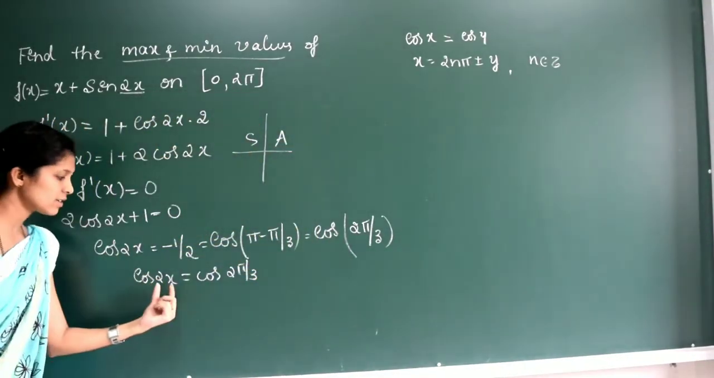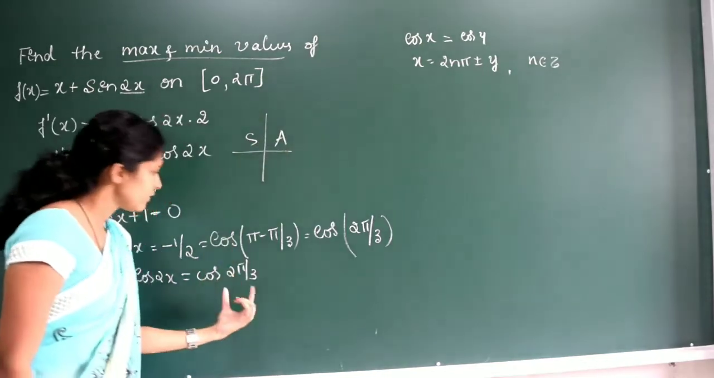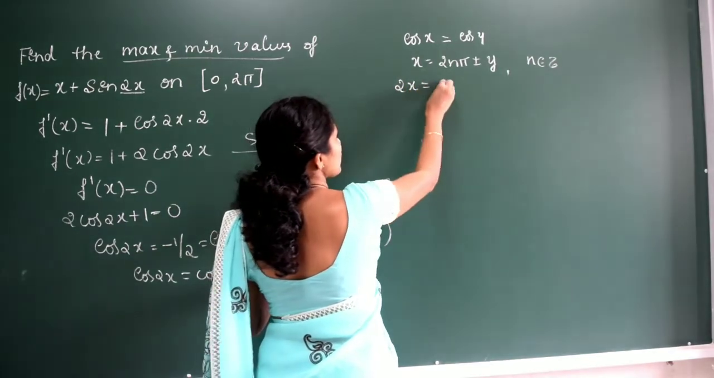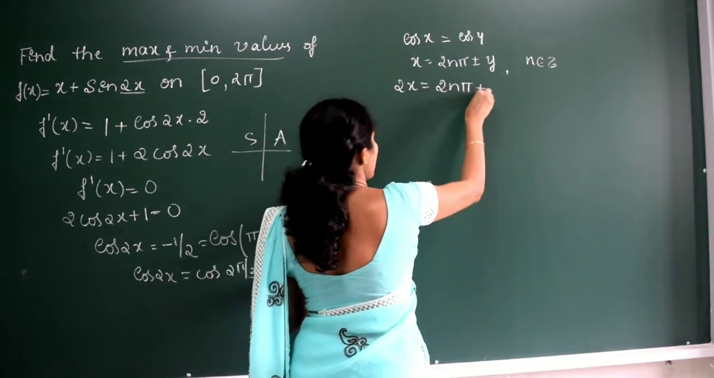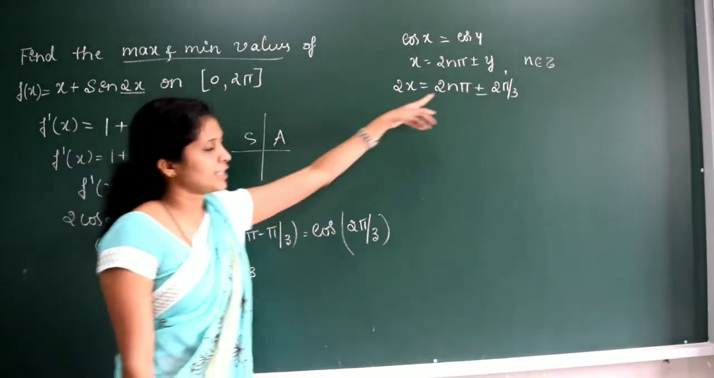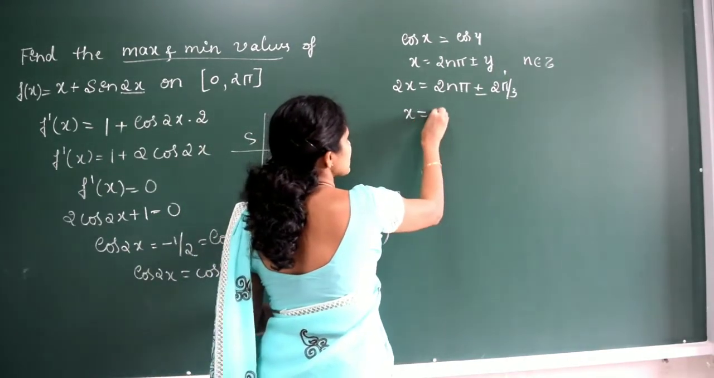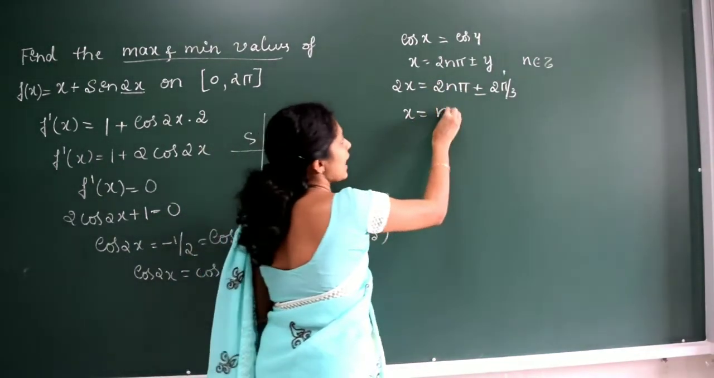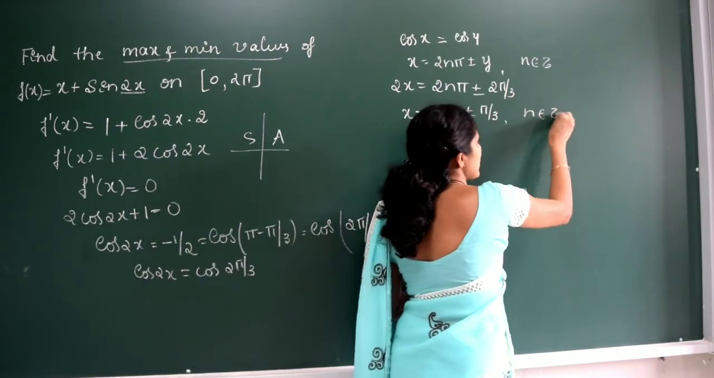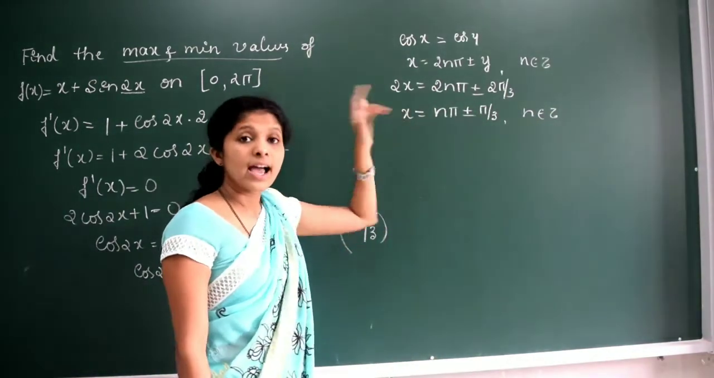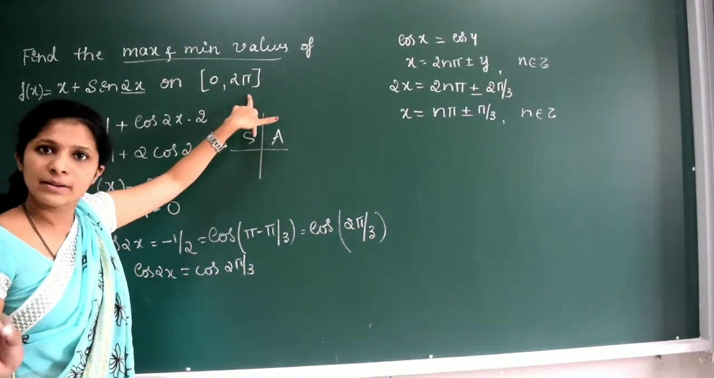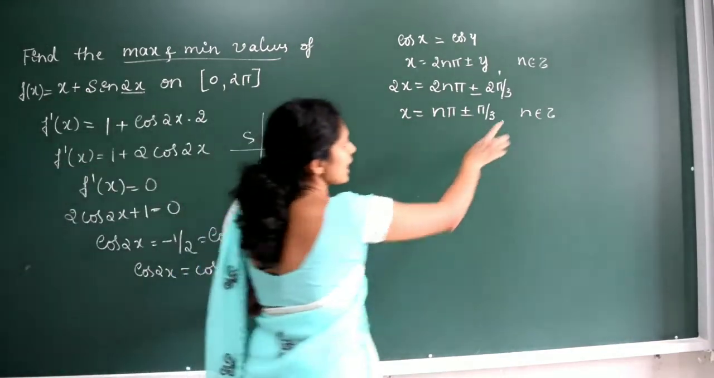Here in the place of x we have 2x, and in the place of y we have 2 pi by 3. Right? We'll just substitute that. So 2x is equal to 2n pi plus or minus 2 pi by 3. Is it clear? Now we can divide by 2. If I divide by 2, x is equal to, 2 and 2 will get cancelled, n pi plus or minus pi by 3, and the value of n belongs to Z. Now we need to find the values of x, and that value should be between 0 to 2 pi. Then you have to find the maximum and minimum value. Is it clear? First, n belongs to Z.